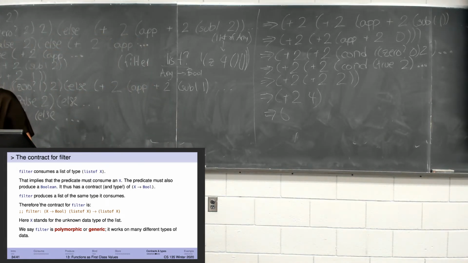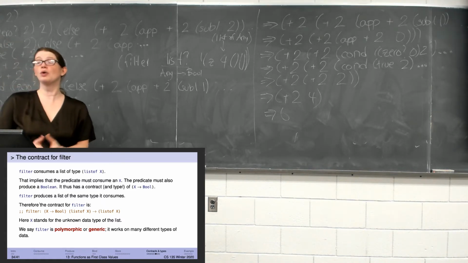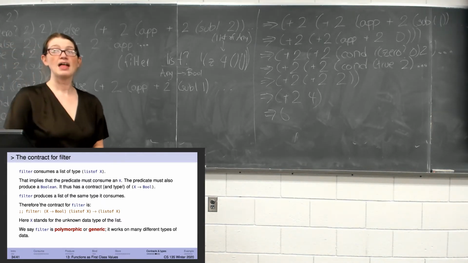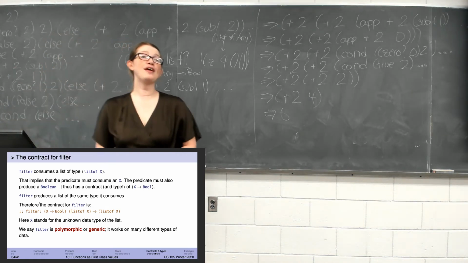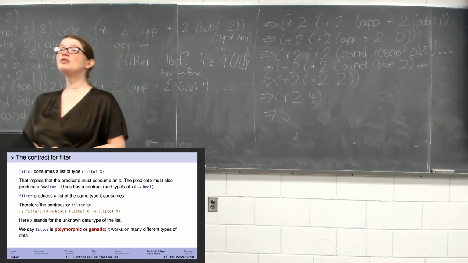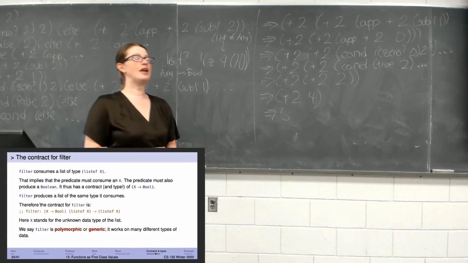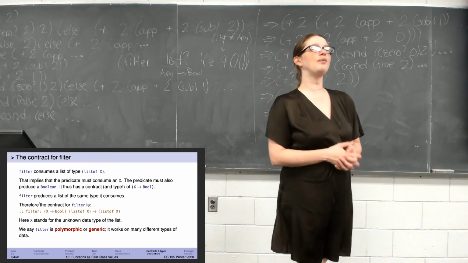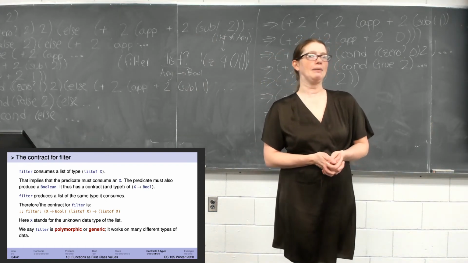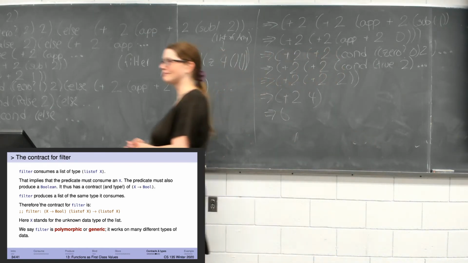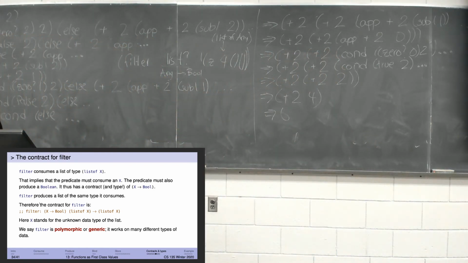Now, just as a word of warning, filter only required one type variable. But it is very plausible that you can write other abstract functions that will require more than one type variable. We usually start with type variable x, and if we need a second one, we'll introduce y, and if we need a third one, we'll use z, and if we run out, maybe we can start all over again at a. I don't think we need that many. Any questions about this?